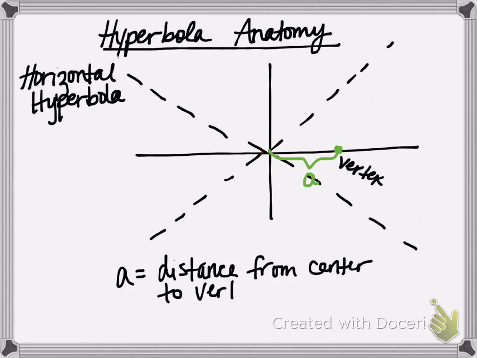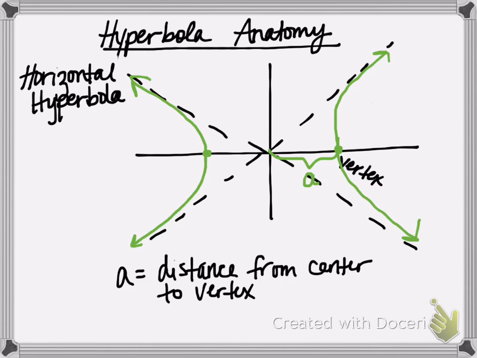So we could travel, in this example, to the right a distance of A. We could also travel to the left a distance of A. And that's going to get us our two vertex points. Then our hyperbolas are going to be nice and smooth curves that approach the asymptotes. I'll have one branch here that opens to the left, and another branch over here that opens to the right. So this would be an example of what we call a horizontal hyperbola.